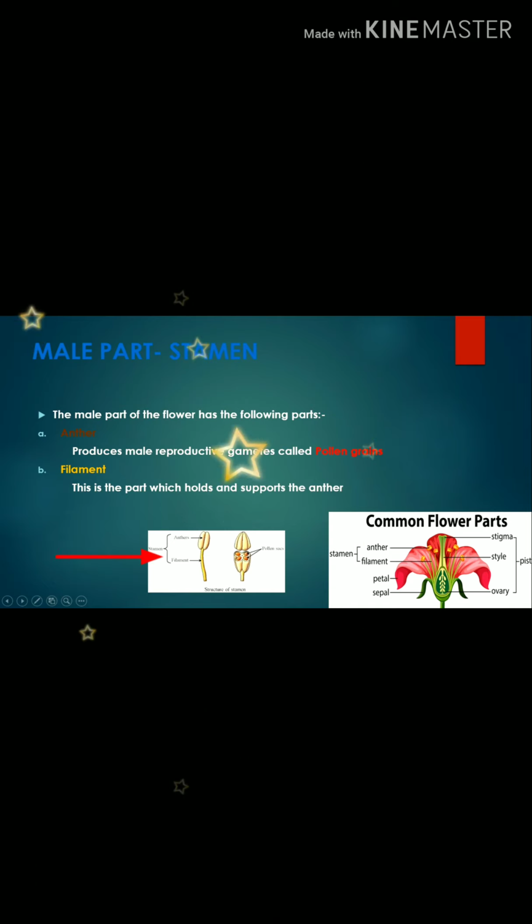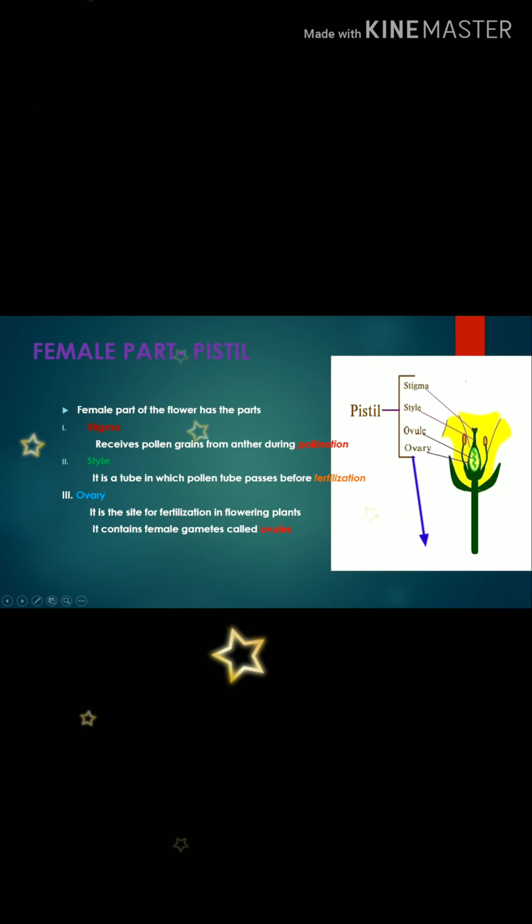We cannot see it well here, but let us see it in this diagram. This is the stamen, this is the anther, and this is the filament. Both of them are found in the male part of the flower known as stamen. This is the stamen we are talking about. And this one on the top is the anther, and this supporting part is called filament.